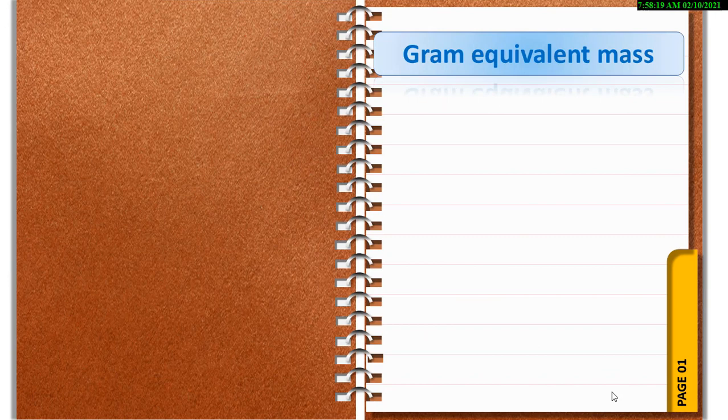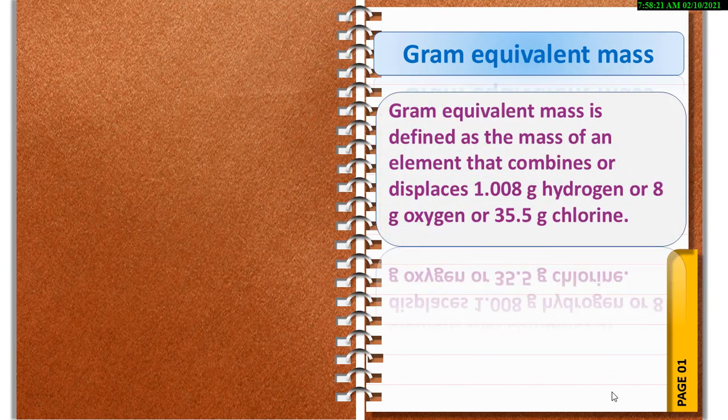Next one is gram equivalent mass. Gram equivalent mass is defined as the mass of an element that combines with or displaces 1.008 gram of hydrogen, or 8 gram of oxygen, or 35.5 gram of chlorine. Gram equivalent mass has no unit but is given as gram equivalent power minus 1.